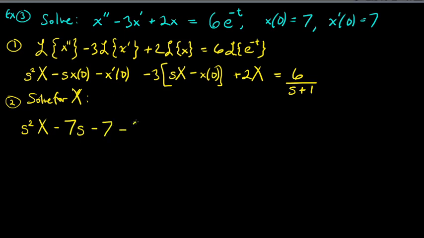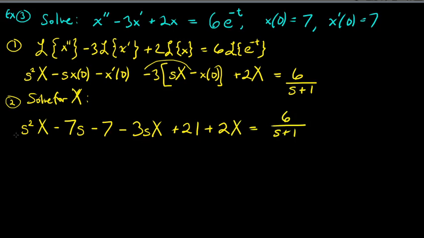And then minus 3 times s times X plus, right, we're distributing negative 3 times negative x of 0. So negative 3 times negative 7 is positive 21. And then we have the 2X. And then on the right, we just have 6 over s plus 1.